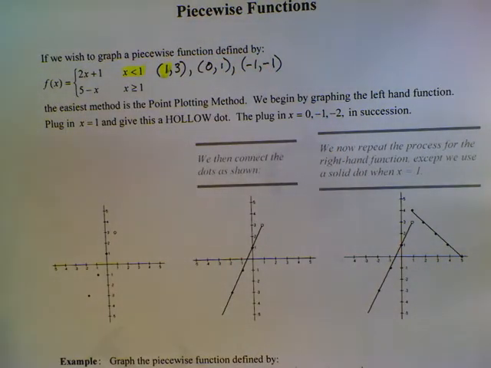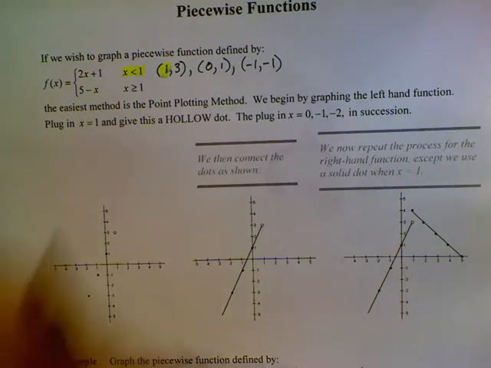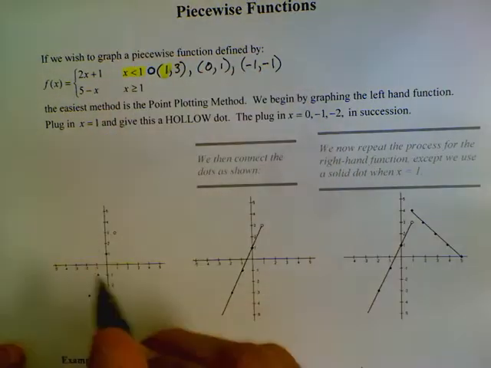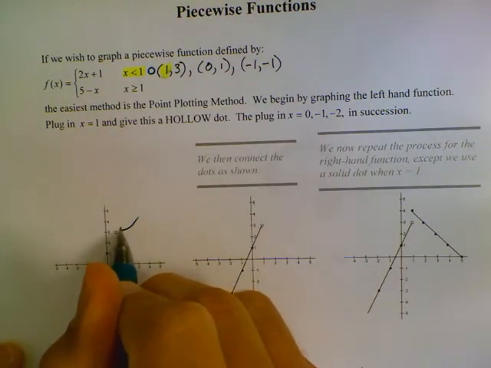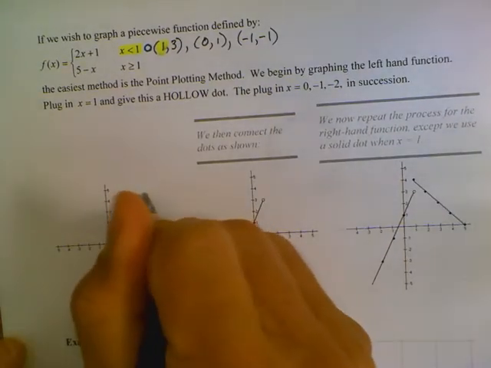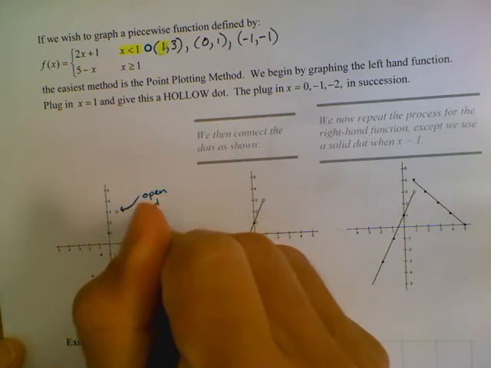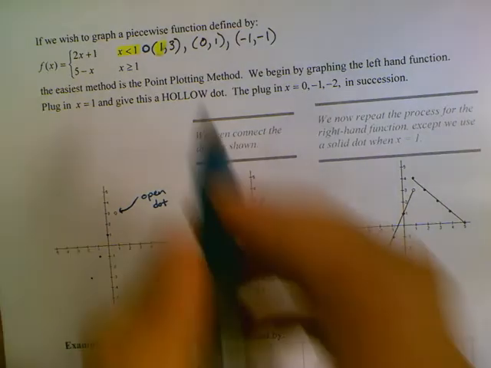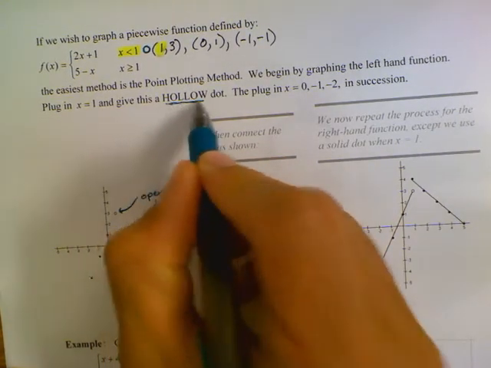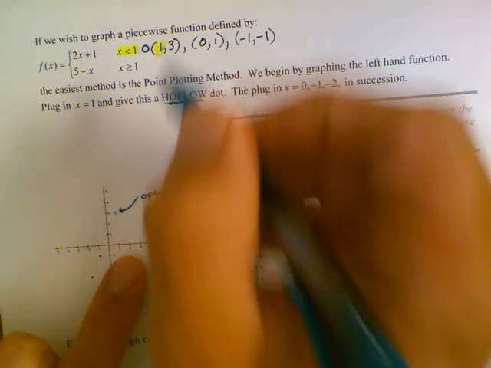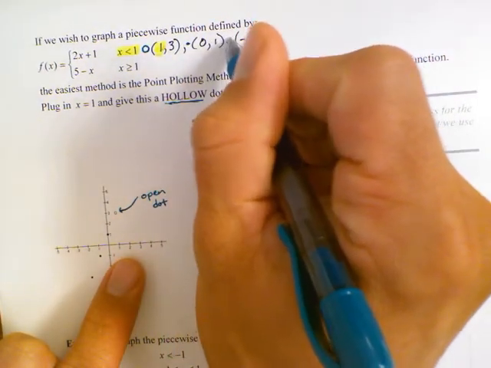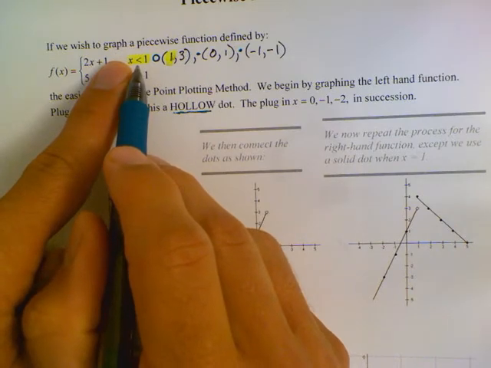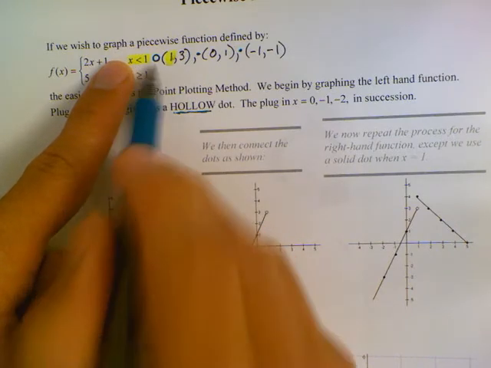I didn't make a mistake, I just need to clarify that that is an open dot. So when you go down here and plot your points, you're going to do an open dot there. Okay? However, in my notes it says hollow, so there you go. However, all the other dots are solid. This is the only part of this problem in its entirety that will have an open dot.